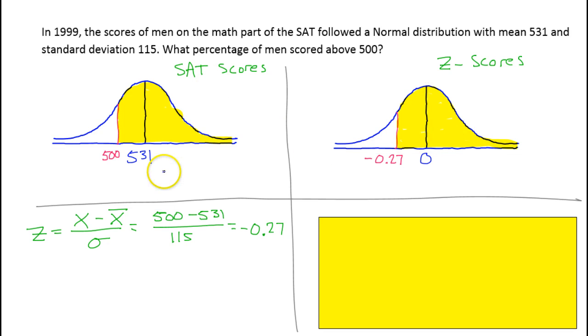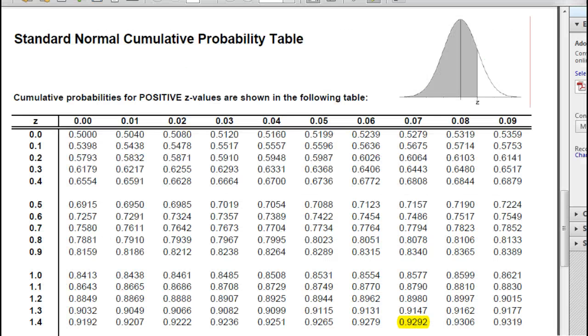Okay, so let's do that. If we want to find the percentage of z-scores that are above negative 0.27, like I just mentioned, we're going to have to subtract from 100% whatever we find on the z-score table. So here's how we do it. Remember this number, this z-score, negative 0.27. We need to find that z-score on the chart.